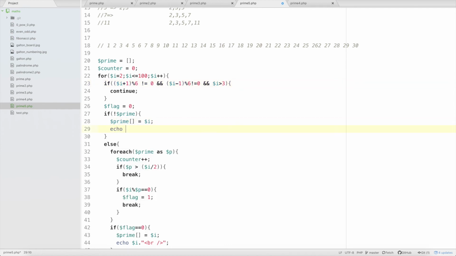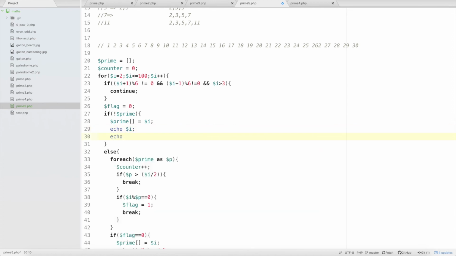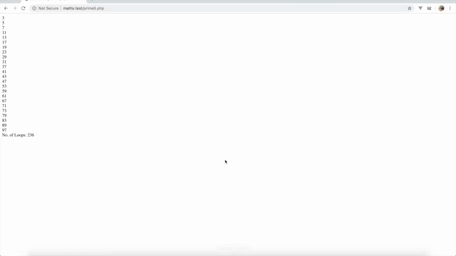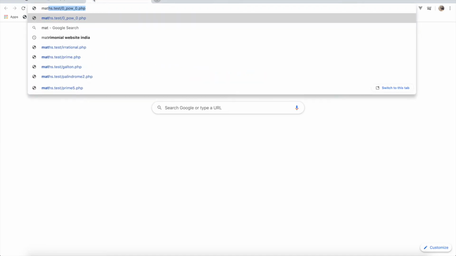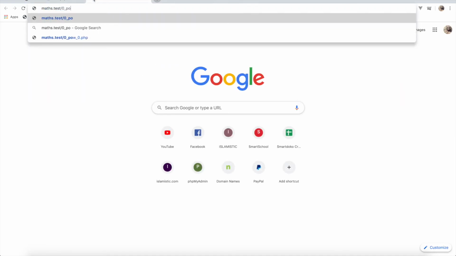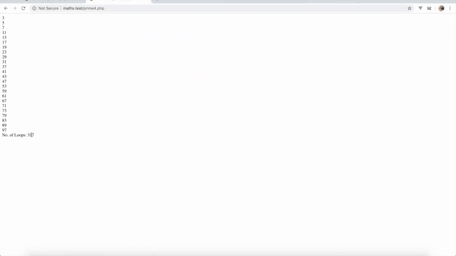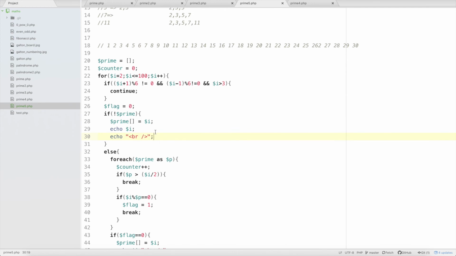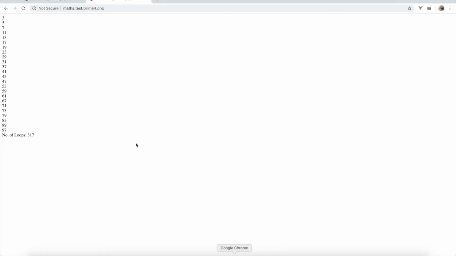So why don't I just echo $I and echo br over here, so that we just get 2, 3, 5. So previously, let's just check prime 4, maths.test prime 4.php. We had 317 loops, but by just adding one condition over here, we got exactly the same result. But now we have 236 loops, which is quite less, almost 100 loops less.